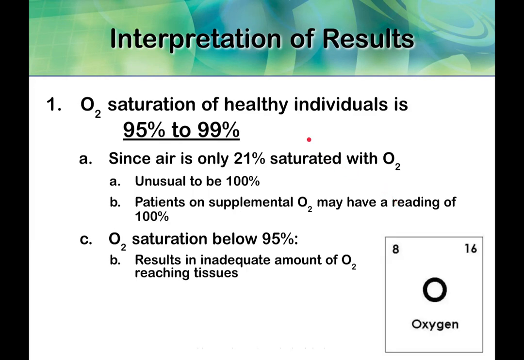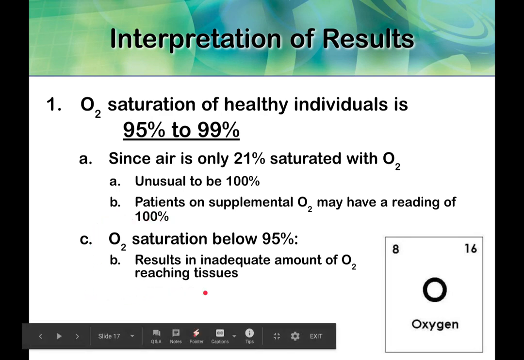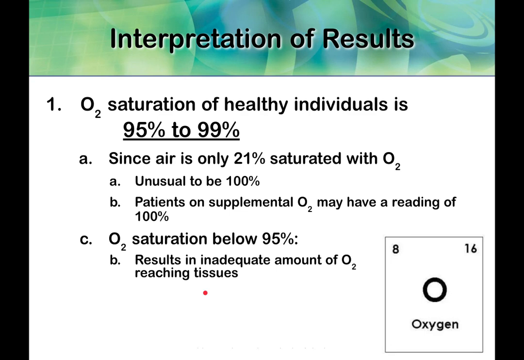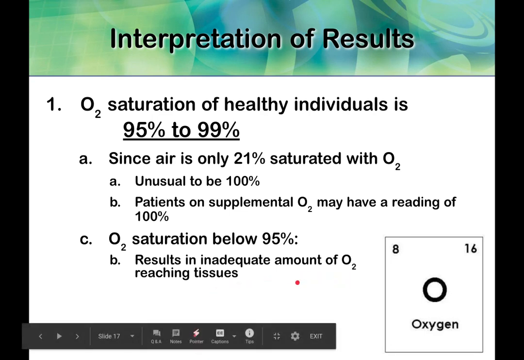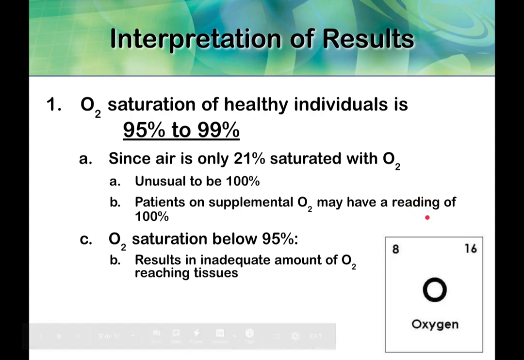The O2 saturation of healthy individuals is 95% to 99%. Rarely will you actually see 100. Since our air is only 21% oxygen, it's pretty rare to actually see 100% on a patient. But you might if they are hooked up to supplemental oxygen. If you put a pulse oximeter on them when the patient has the oxygen flowing, you might see 100%. If the O2 saturation drops below 95%, this is resulting in an inadequate amount of oxygen reaching the tissues, so this could be cause for concern.